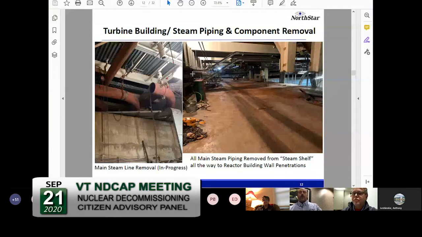Next slide, please. A little different view. The large steam pipes that connect from the reactor vessel to the main turbine have all been cut out of the turbine building. Those last few pipes that you see on that left-hand side are now removed, and that whole upper area, that shelf where the large forward main steam lines used to reside, are all gone.